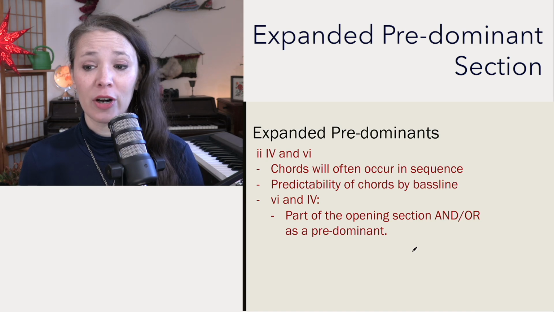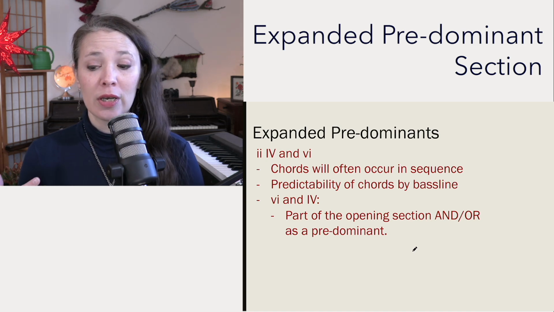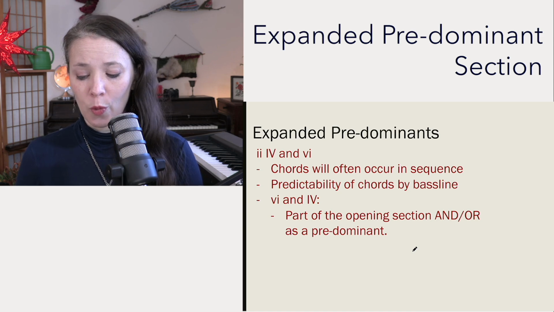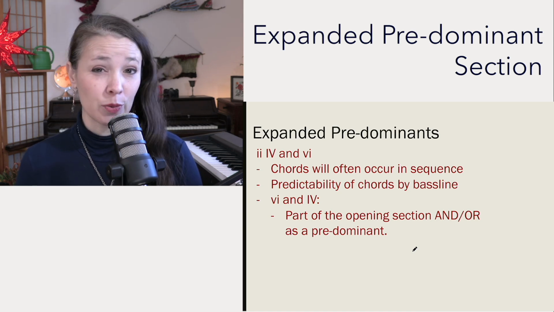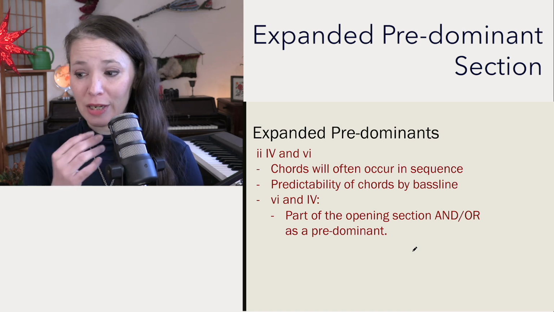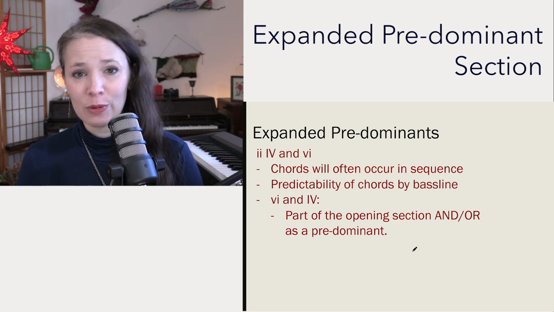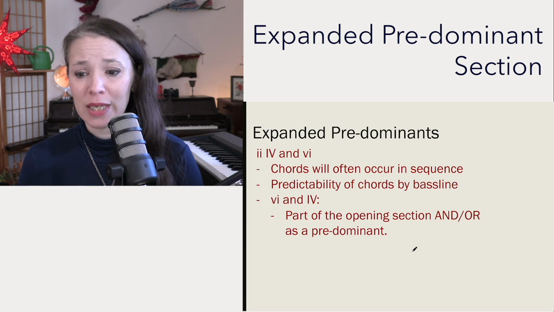So now we're going to start having an expanded predominant section. So we'll have anywhere from 1 to 3 chords really as part of that predominant, kind of an average of 2. So it could be a 2 to a 4, a 2 to a 6, a 4 to a 6. You will often get these sequences. You'll get predictability of bass patterns.